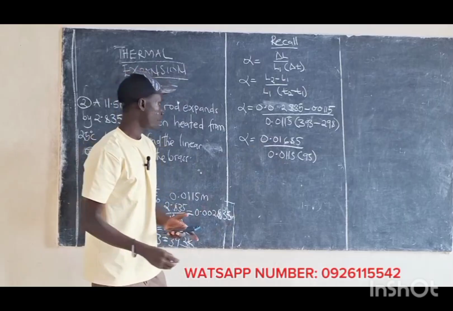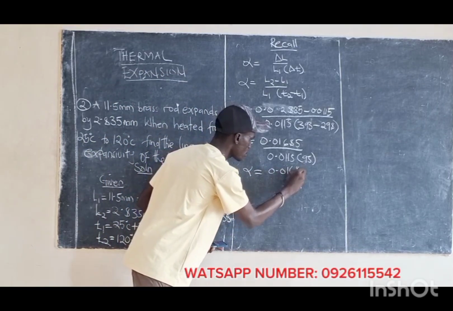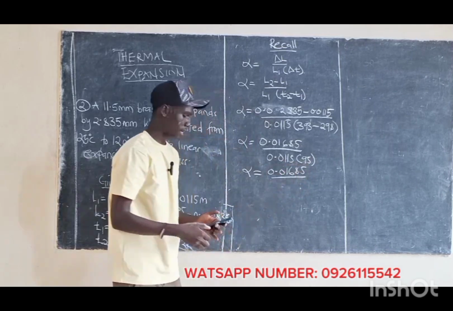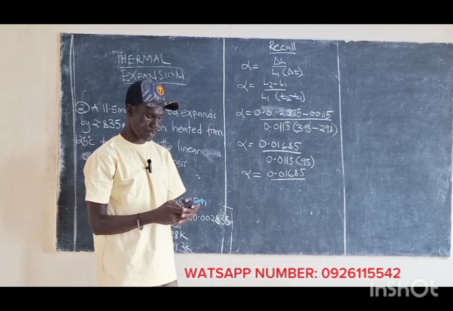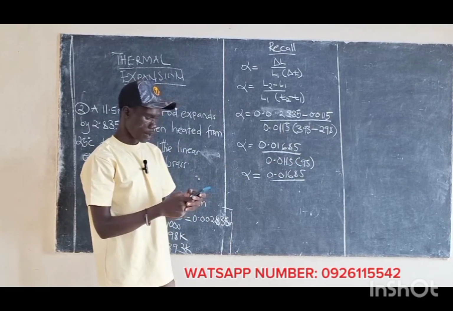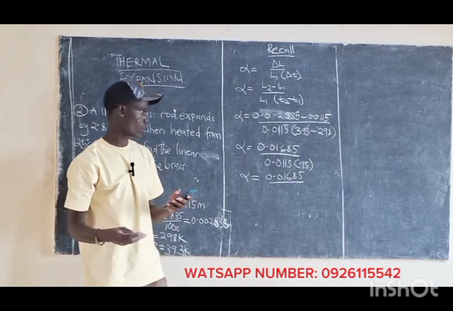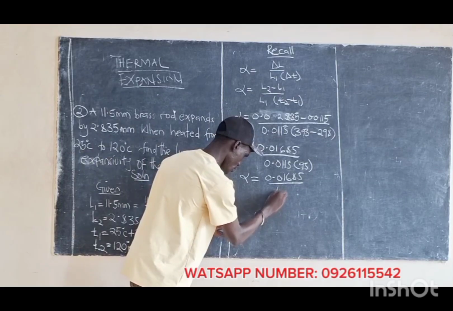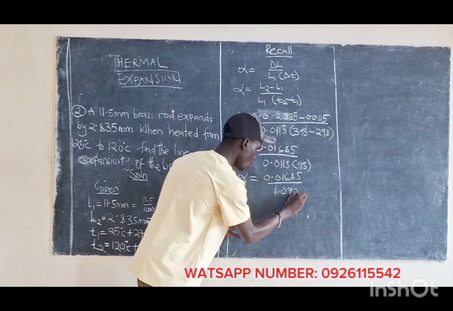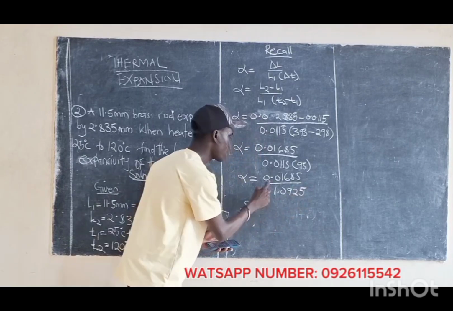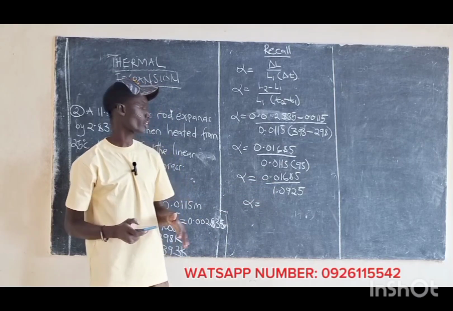Let's keep the numerator. Alpha is equal to 0.01685. Then we open the bracket by multiplying 0.0115 times 95. We are going to get 1.0925. Here, this is when we divide this one by this one, so that we get our final answer, that's the linear expansivity.